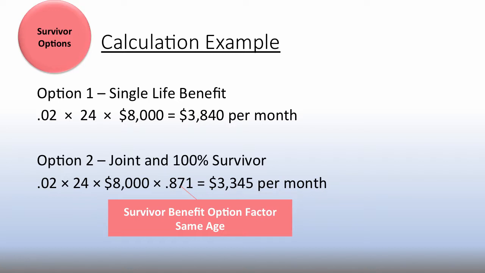Did I use the wrong factor? I may have used the wrong factor. Plan 2 option. Oh, there it is. Yeah. So I'm sorry. So for plan 2, for 0 age difference, 0.871, that's my factor.